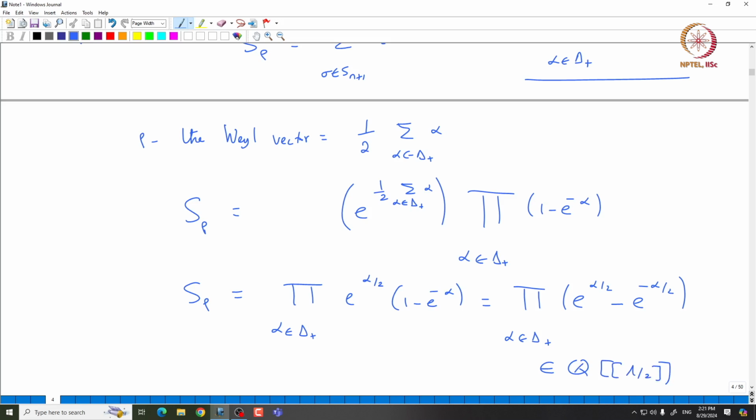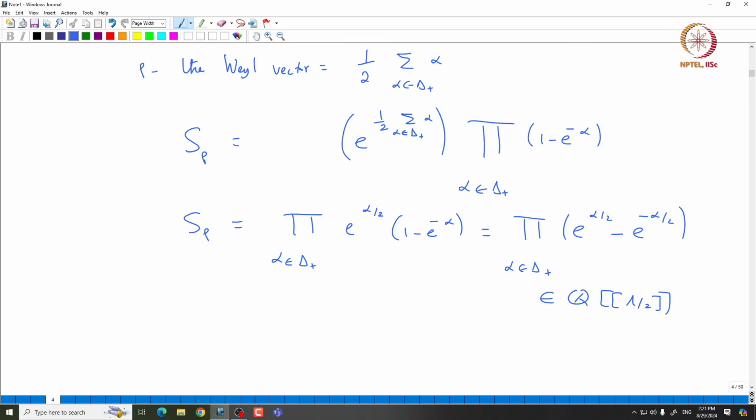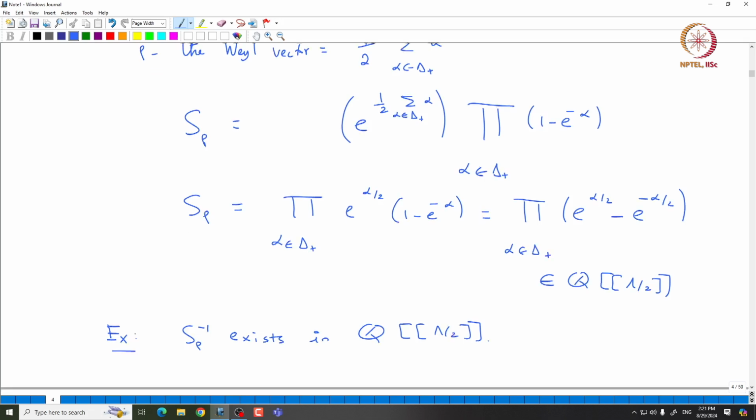Because we also need to talk about the inverse of this S rho, and it is an easy exercise for you to think about why this S rho indeed has an inverse inside this formal power series. So, S rho inverse exists in this formal power series ring. Okay. So, that is obviously going to be the product of the inverse of 1 minus e power minus alpha, and then e power minus rho.